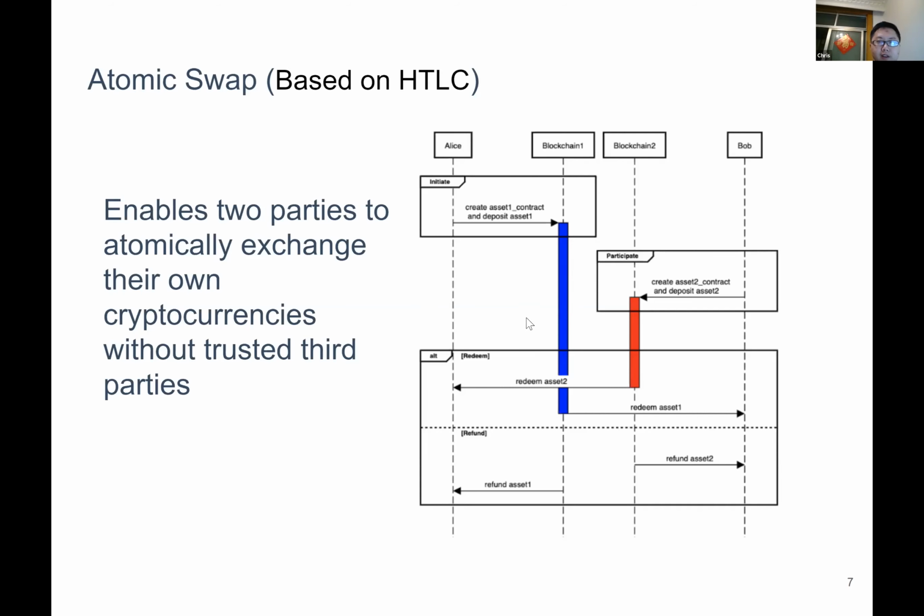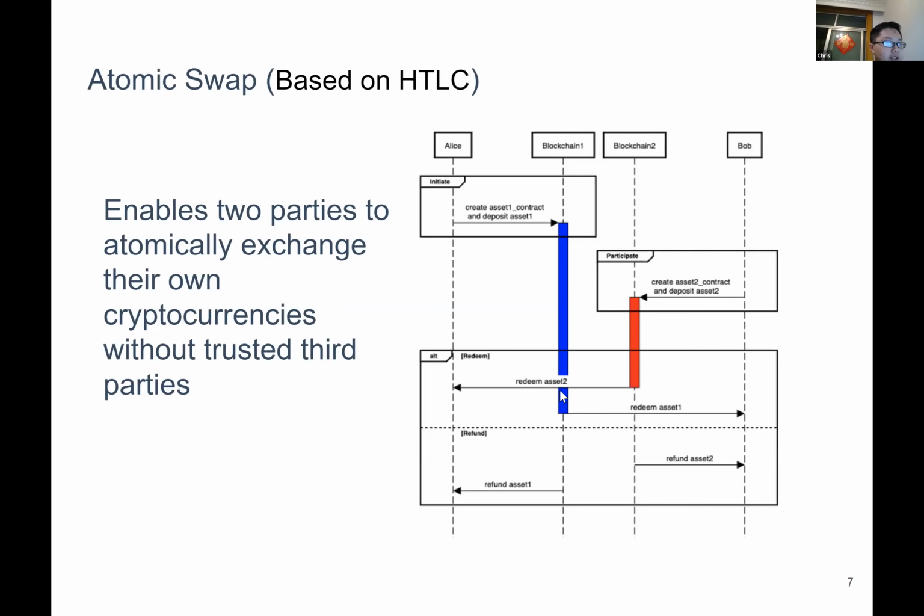In this way, she could redeem asset 2. Once Alex redeems asset 2, the pre-image gets revealed, and then Bob can read it from the redeeming transaction sent by Alex. He now knows the pre-image as well. He can also redeem S1 on blockchain 1 using this pre-image.